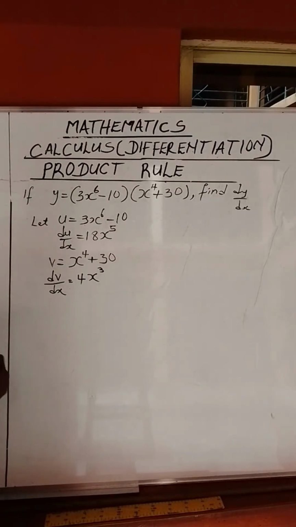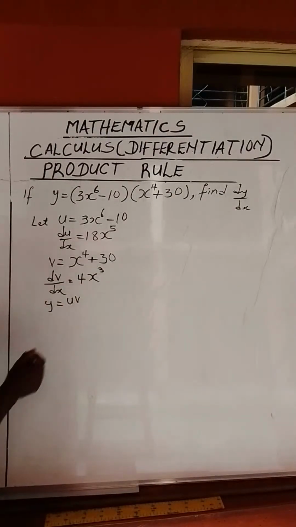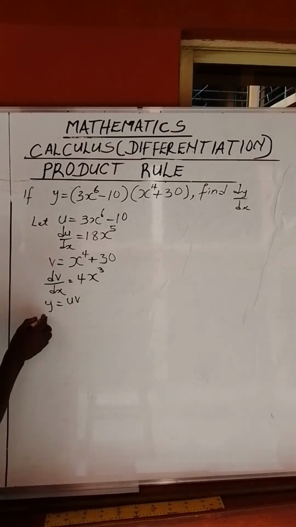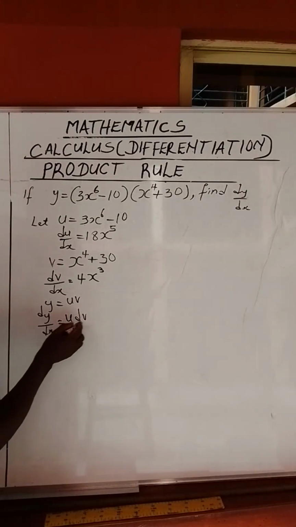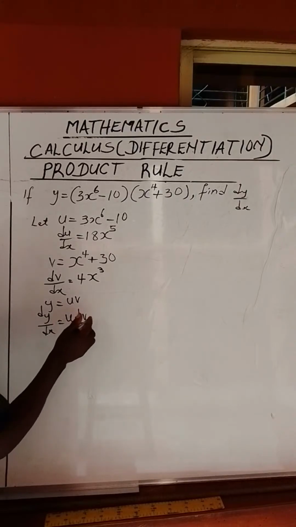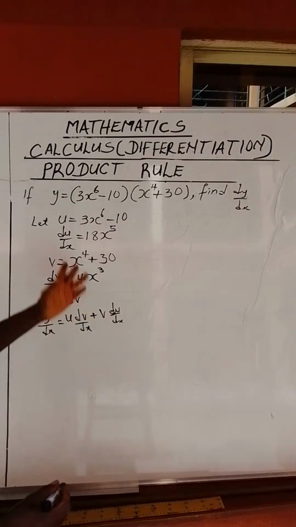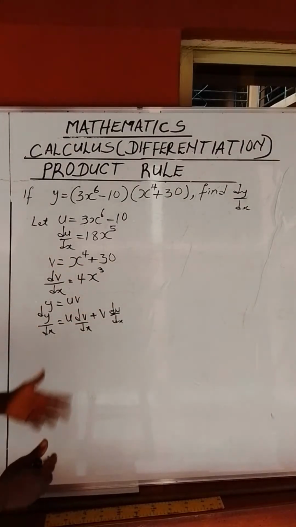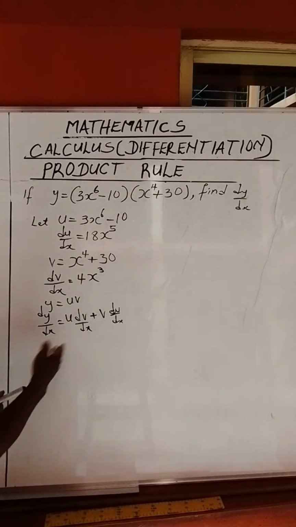Then it is time for us to apply our normal formula. And what is the formula? y equals uv. If y equals uv, then dy/dx with respect to x is u dv/dx plus v du/dx. Remember, we are using x because x is a variable here. It can be t, it can be du/dt, anything that's available as a term here. So that's what we're going to use.